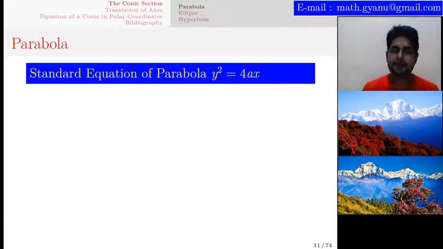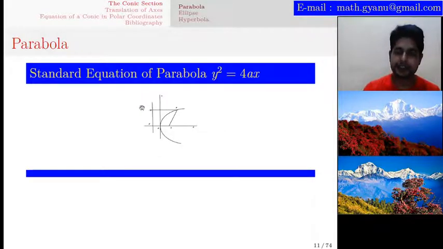Now, let's begin to derive the standard equation of the parabola. Here, y square equals 4ax is basically considered the standard equation of the parabola. This equation of the parabola is known as the standard equation of the parabola.